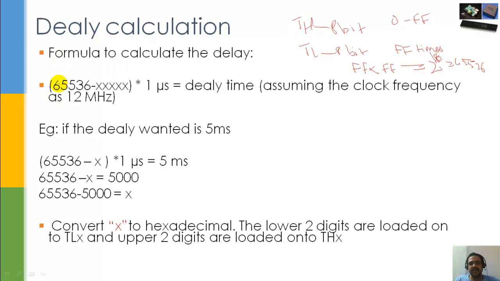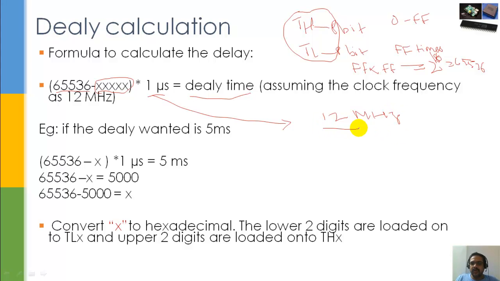So how do I calculate the delay required, or the values that should be loaded onto TH and TL? This is the method, this is a formula. So please listen carefully and understand. 65536 is the maximum count I can go for. Minus the number that we have to find out, which will be loaded in TL and TH, multiplied by 1 microsecond is equal to delay time. What is this 1 microsecond? Assuming my clock frequency is 12 megahertz.